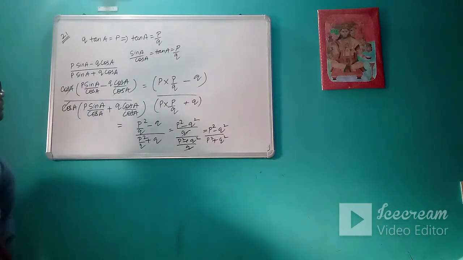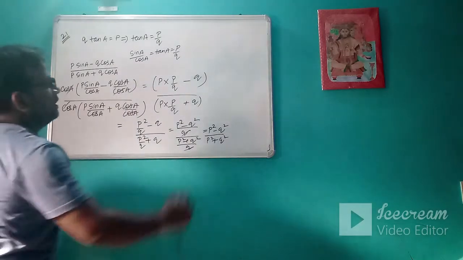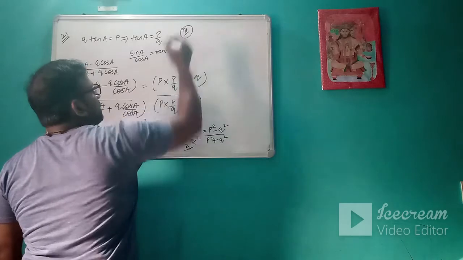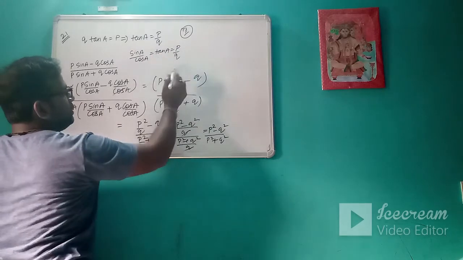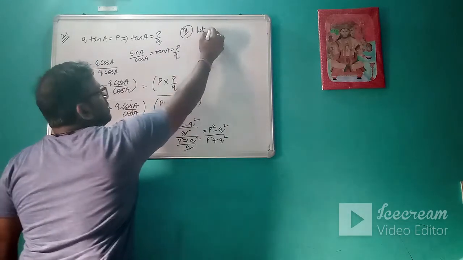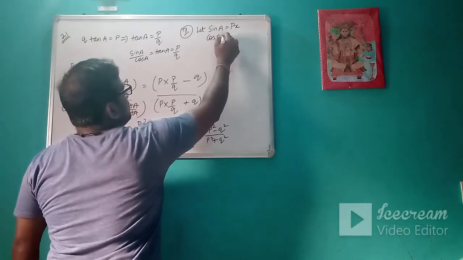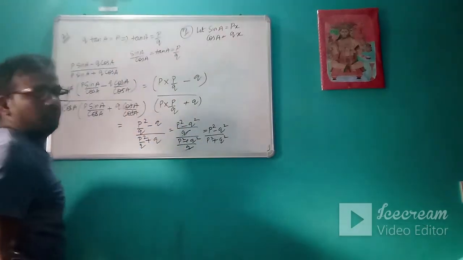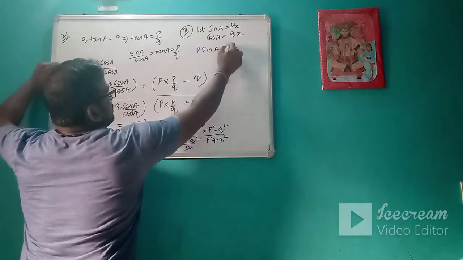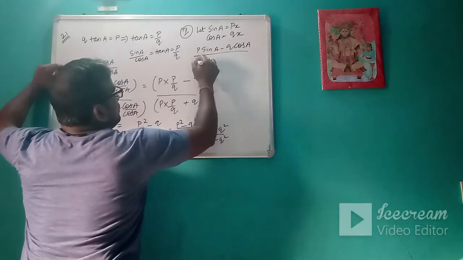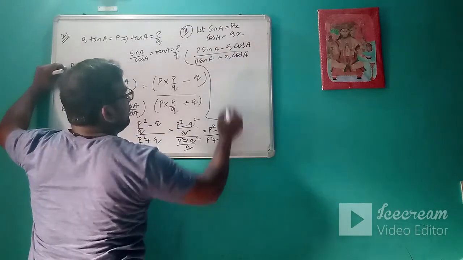Then suppose if you want to solve it in terms of the ratio, second method we can use. So what we know, sin A upon cos A is equal to P upon Q. So we will write, let sin A is equal to P into X and cos A is equal to Q into X. Ratio method we can use. So you simply put the values here: P sin A minus Q cos A, P sin A plus Q cos A. Okay, you can simply put the values.